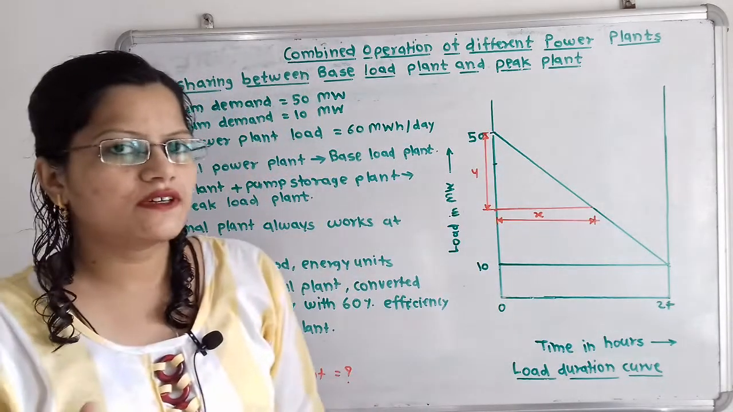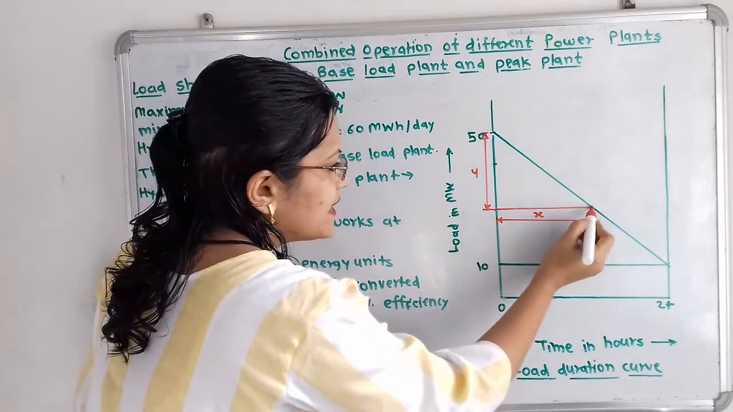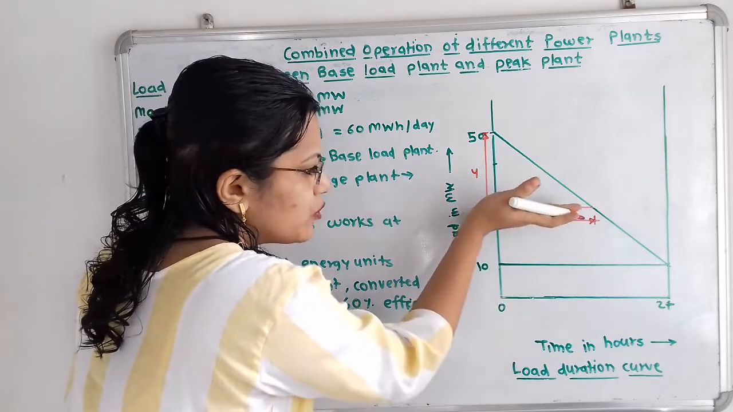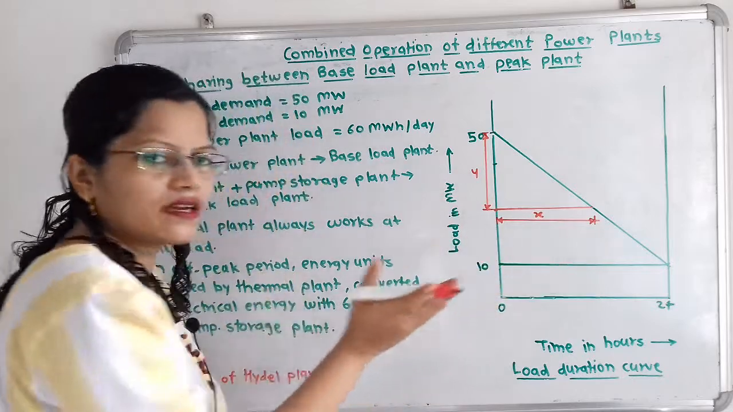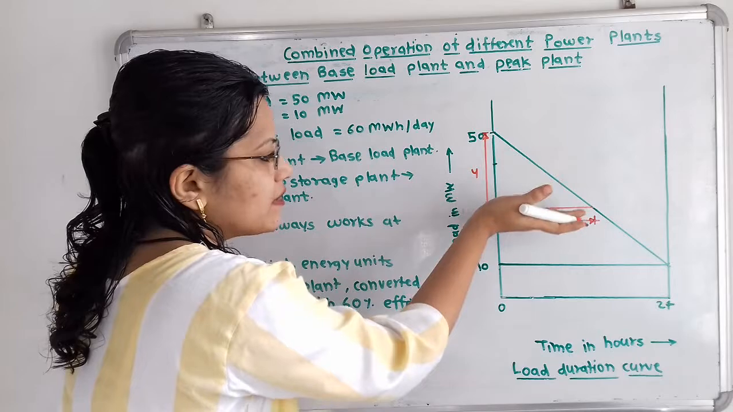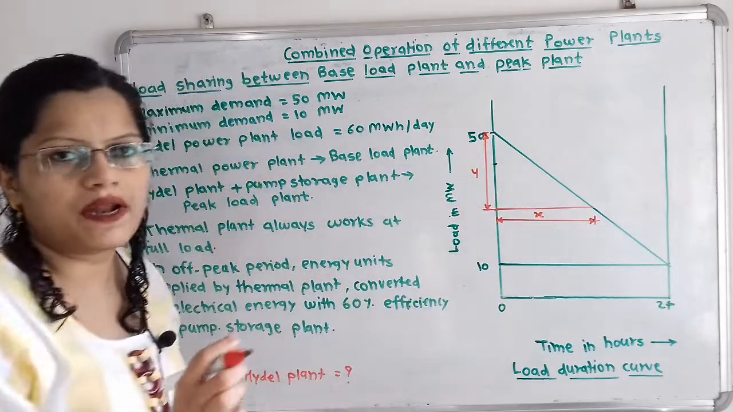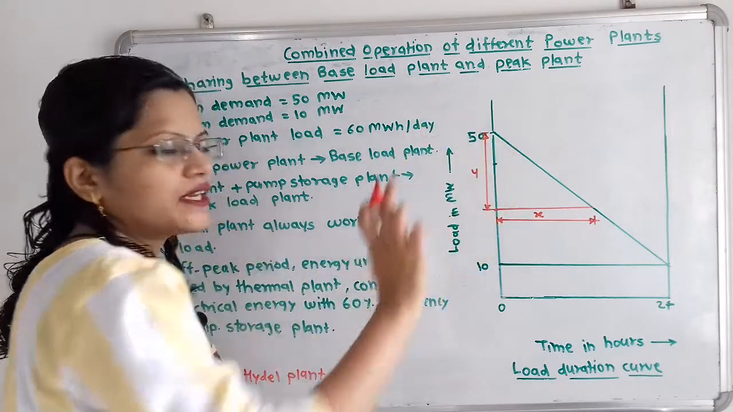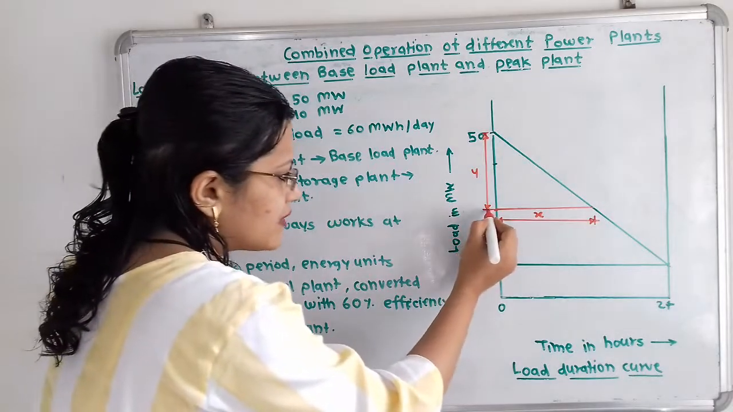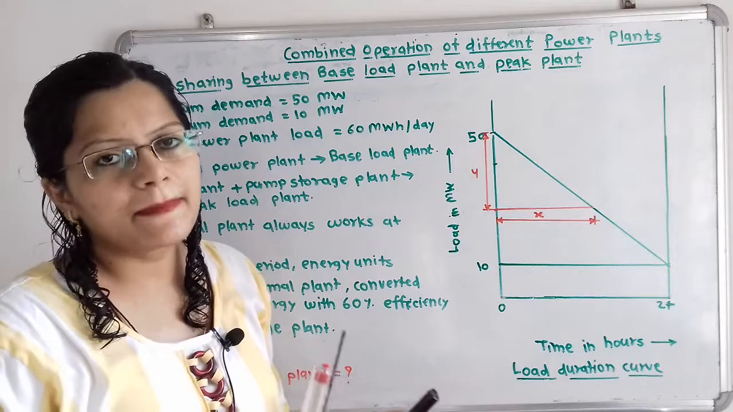Now if we observe this diagram, we can say that the load is getting divided into two parts. Below this horizontal line is the load taken by the base load plant, and above this horizontal line is the load taken by the peak load plant. So this y is nothing but the load taken by the peak load plant, and the remaining load is taken by the base load plant.